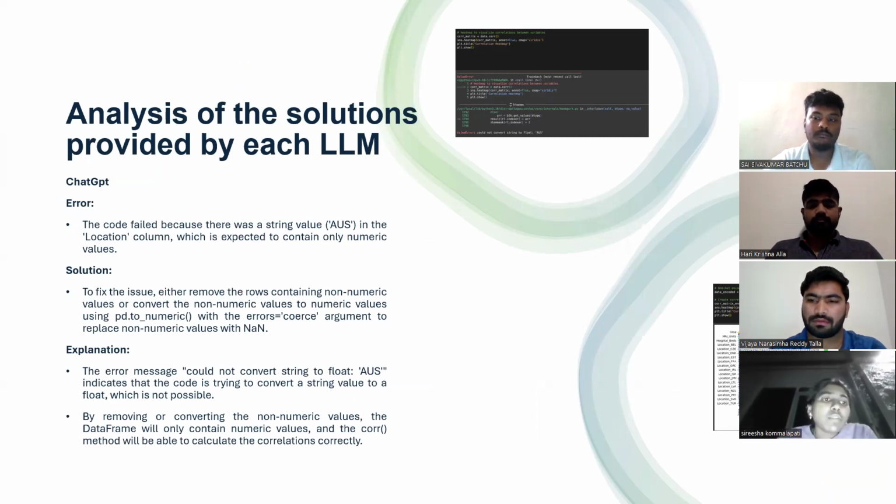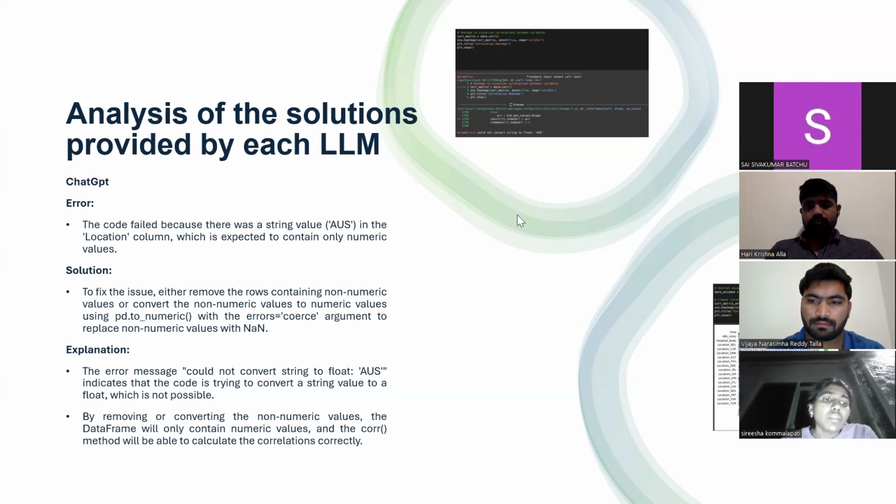Here we see the analysis of the solutions provided by each LLM. The first, ChatGPT error. The code failed because there was a string value AUS in the location column, which is expected to contain only numeric values. And the solution to fix the issue is to either remove the rows containing the non-numeric values or convert the non-numeric values to numeric values using pd.to_numeric with the errors argument to replace non-numeric values with NaN.